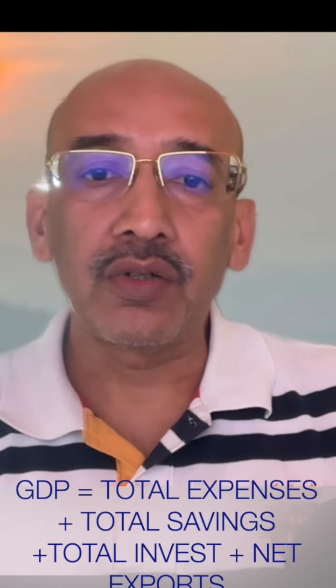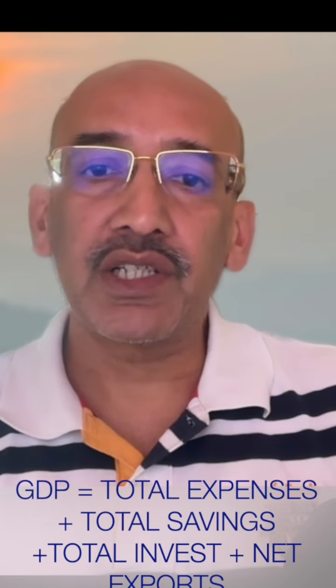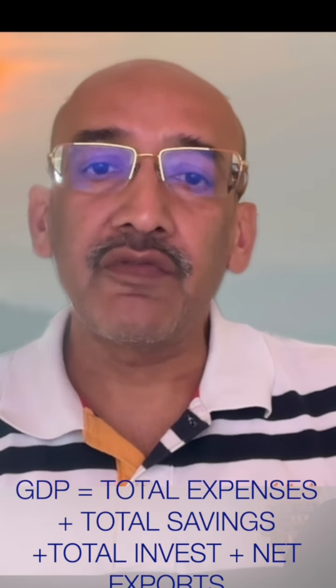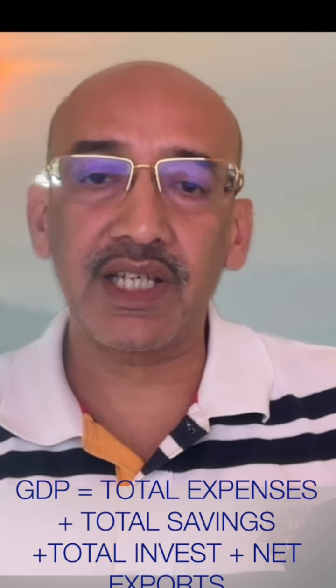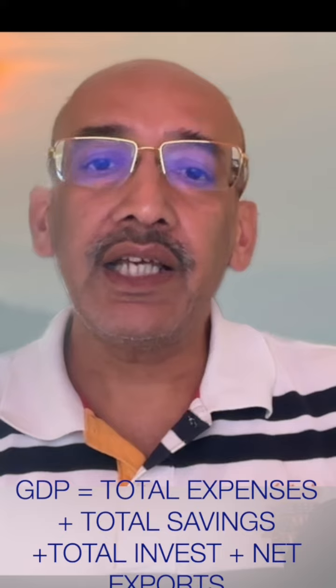So GDP will be equal to the total consumption by the government and the individuals of the country, plus the investments of the households, businesses, and the government, plus the government expenses, plus the net exports. This will give you GDP using the expenditure method.